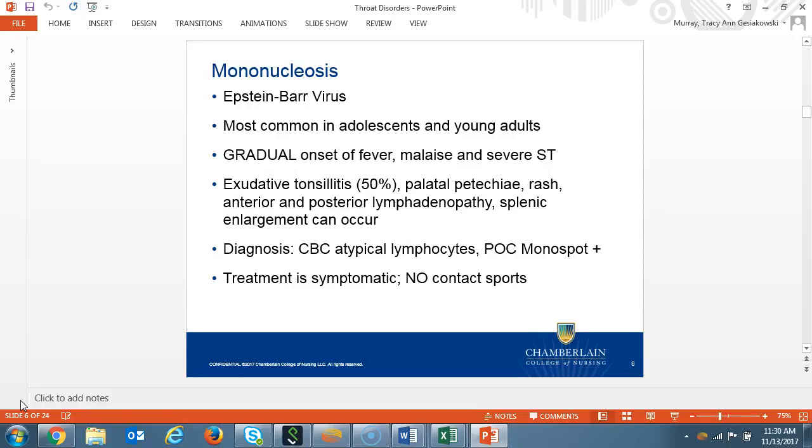Diagnosis is usually made by a positive point-of-care monospot test, but in the absence of the availability of this test, a CBC will show atypical lymphocytes. It's important to note that this may not be observed, though, until the patient has had a few weeks of symptoms. Treatment is symptomatic and may take weeks to resolve. Patients should be instructed to abstain from contact sports or activities which may increase risk of splenic rupture.